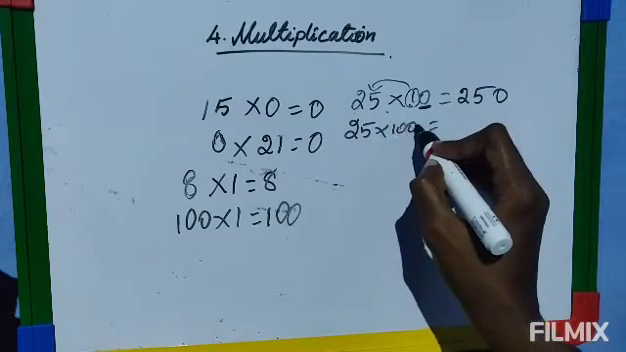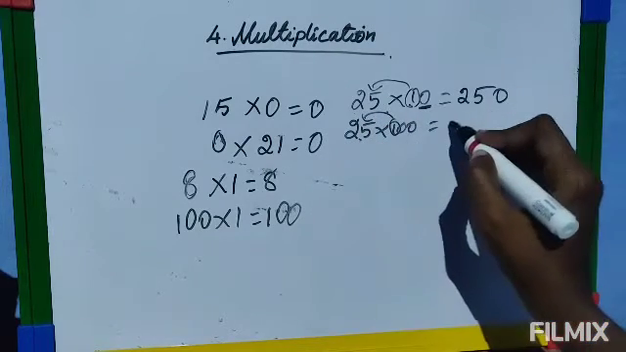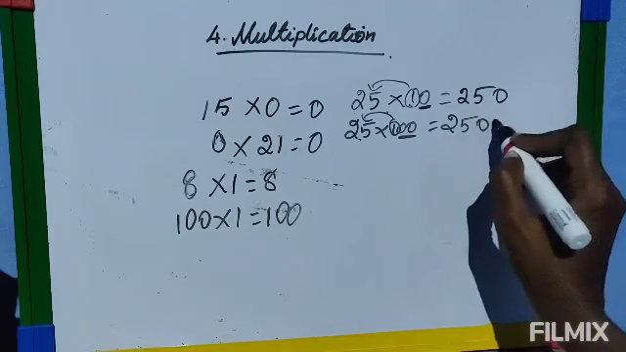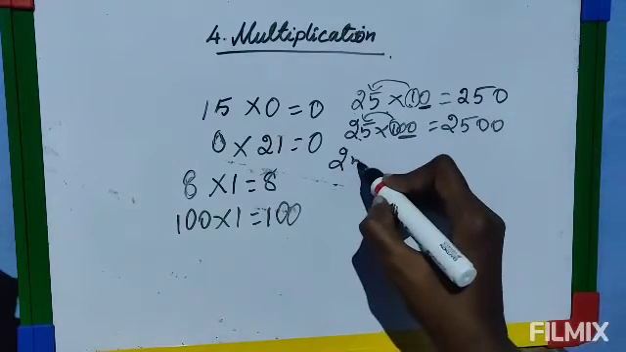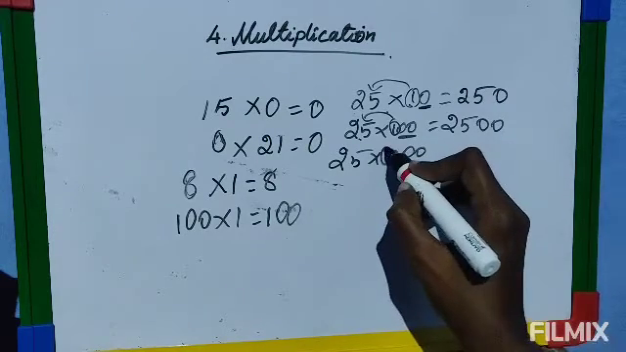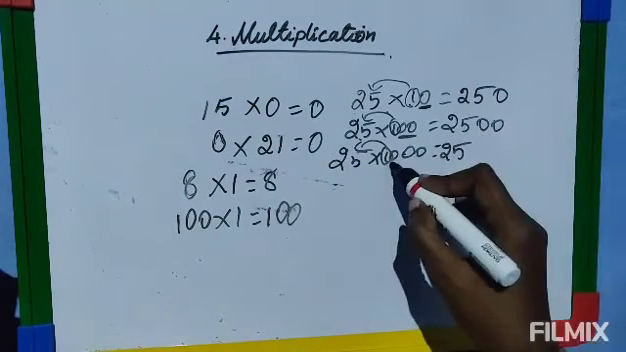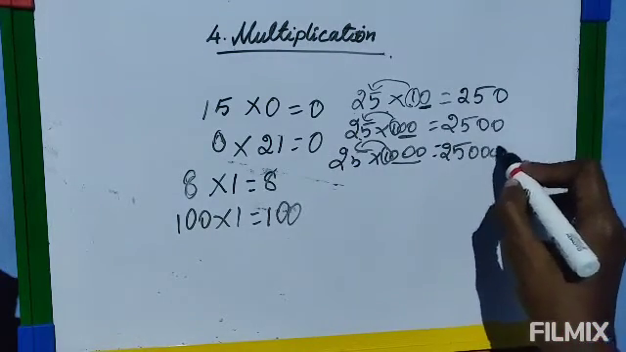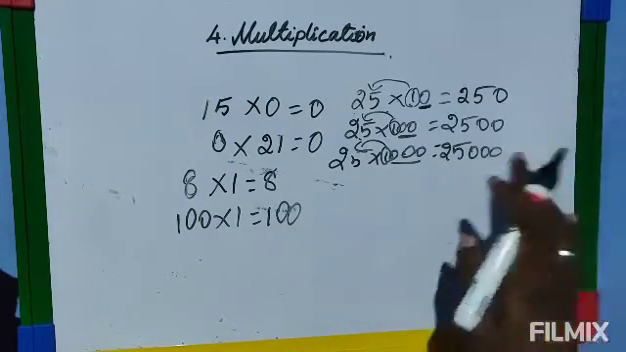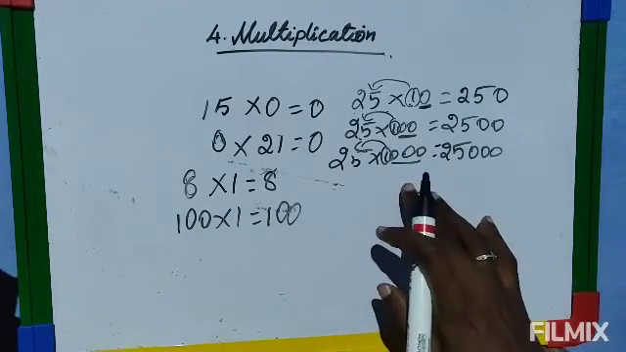So this number, you leave the zeros and only see the number. Here 1 is there. 1 multiplied by 25 is 25. And after 1, how many zeros are there? 2 zeros, that you add at the back. Now multiplying by 1000. Leave the zeros and multiply this number by this. 25 into 1 is 25, and how many zeros are there? 3 zeros, that you add at the back. So this is multiplying by 10, 100, 1000, and it goes for all the powers of 10.